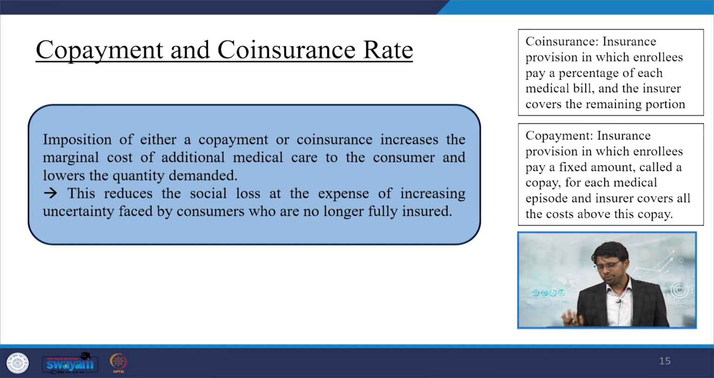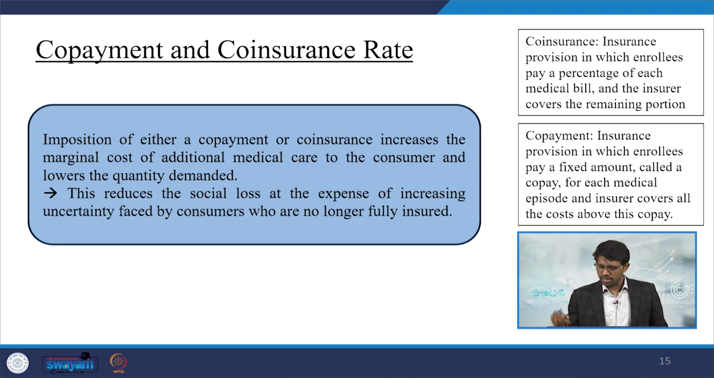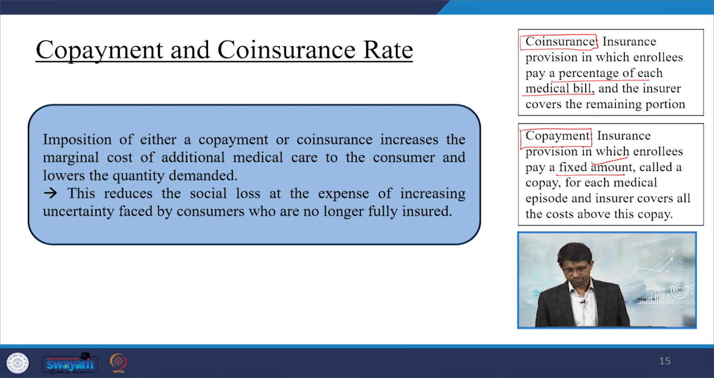Okay. So, co-insurance is defined as an insurance provision in which enrollees pay a percentage of each medical bill and the insurer covers the remaining portion, that is, a certain percentage of each medical bill to be paid, called co-insurance. Whereas, in the case of co-payment, it is a provision in which a fixed amount is to be paid, that is called co-pay, in each medical coverage.